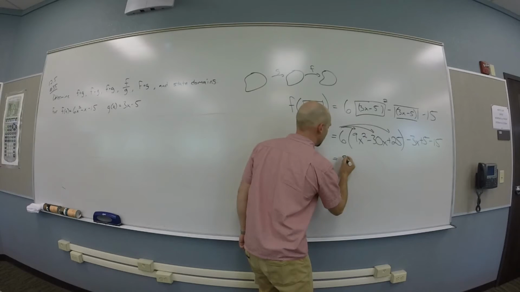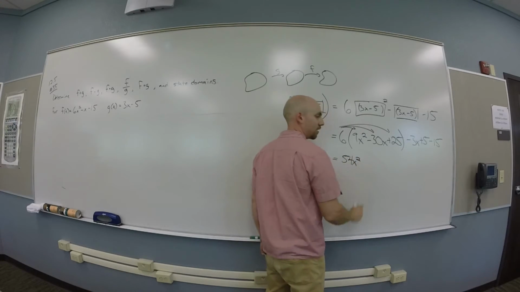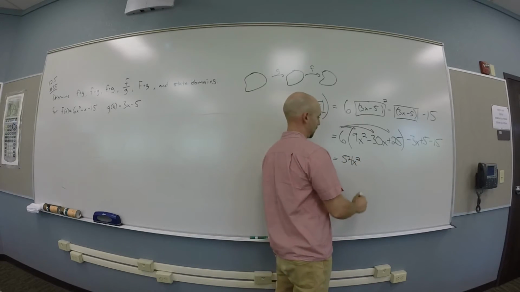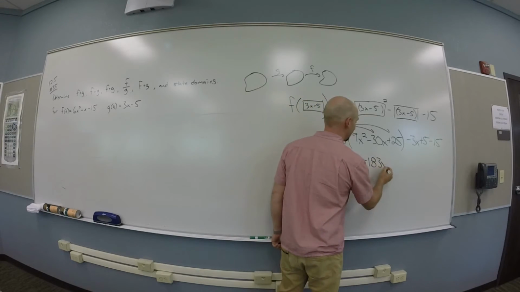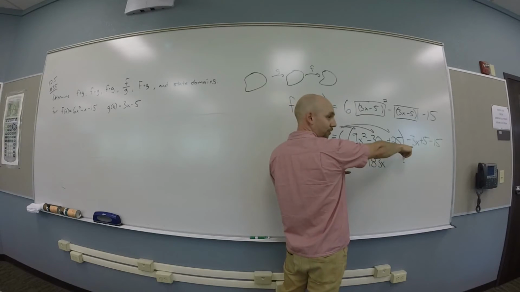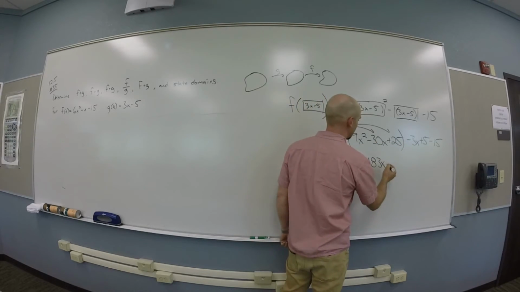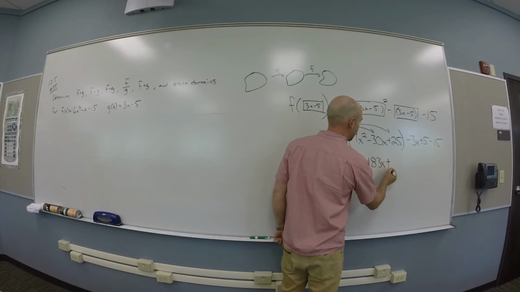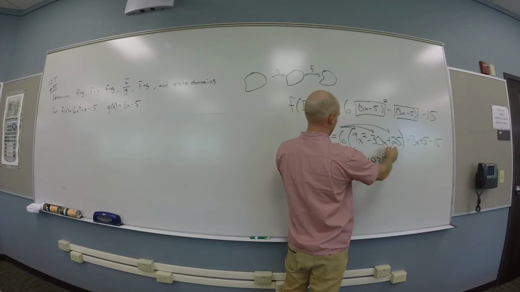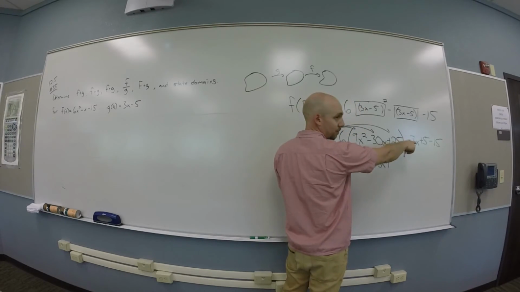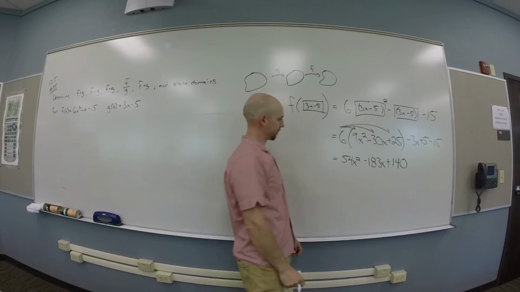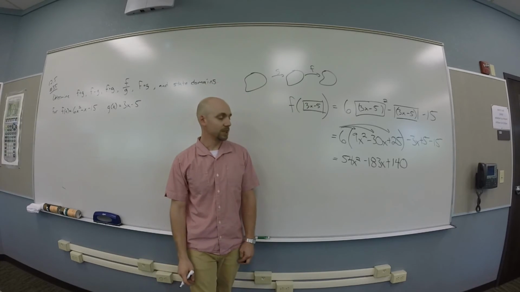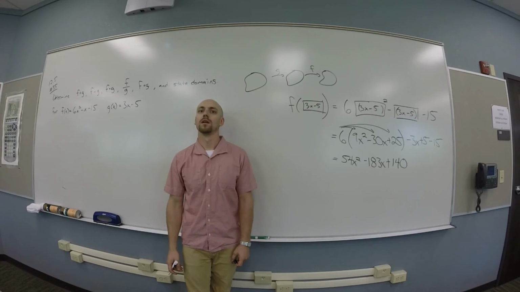You'll get 54x squared minus 183x, 180 from here and 3 from there, plus 150 minus 10, which is 140. So I got to here. You're done, and I'm done? Yes.